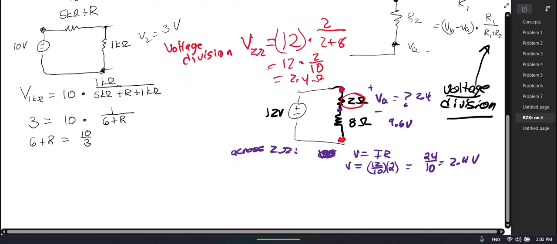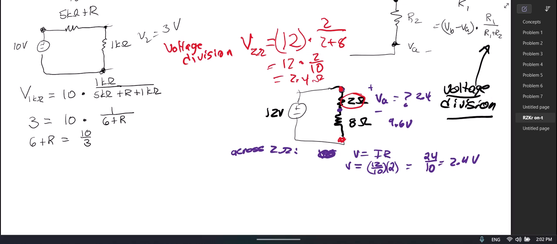6 plus... Please tell me I'm not ending up with a negative resistance. Okay, I told you this would happen, that I'd make up a problem and end up with something ridiculous. A negative resistance is ridiculous. So you can't have a negative resistance. But that's what I've got. 10 over 3 minus 6. So R equals something not possible. But that's because I made up this problem.